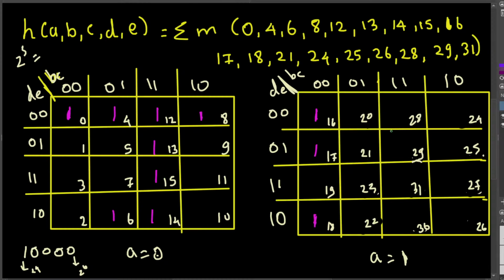Where's 18? Okay, right here. And then we have 1 at 21, and we have 1 at 24, and we have 1 at 25, and we have 1 at 26, and we have 1 at 28, and we have 1 at 29, and we have 1 at 31. Okay, so these are the ones we have.